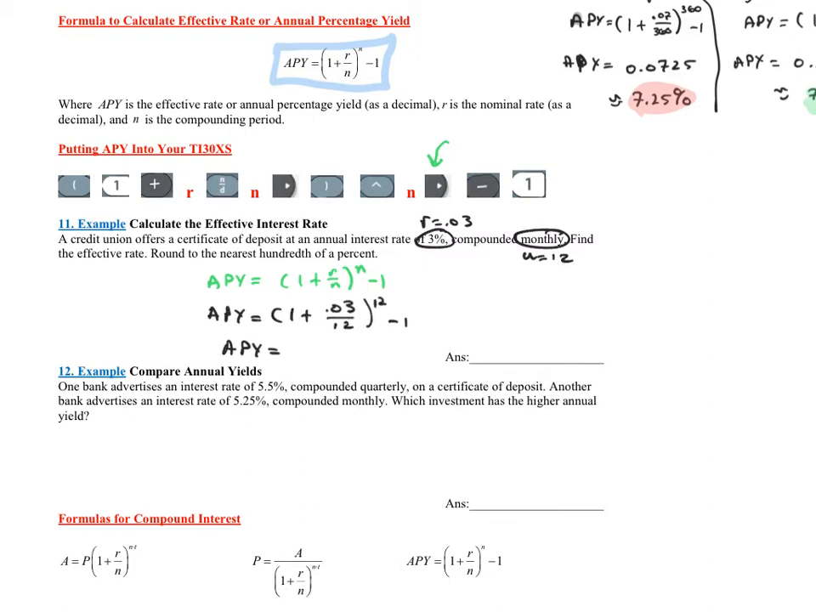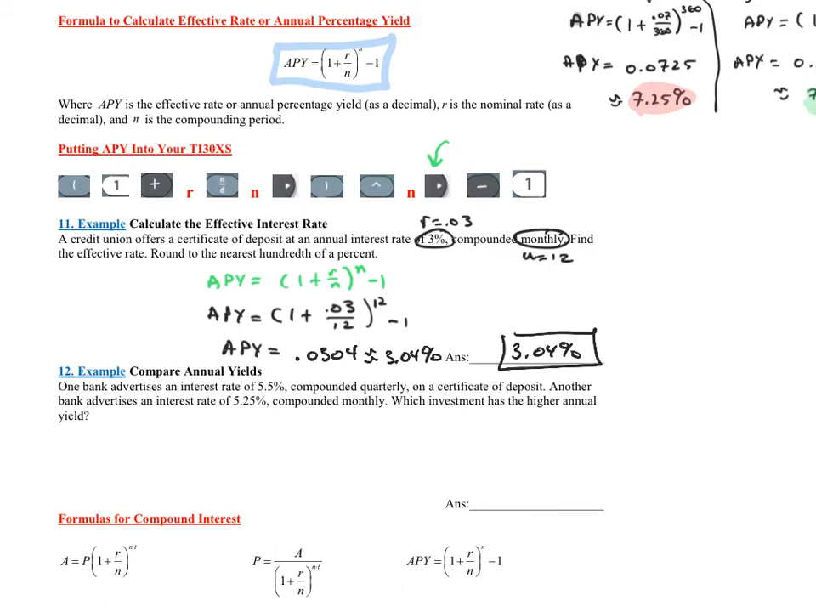Let's see what you get. I'm getting 0.0304, which is approximately 3.04%. Remember, if I need my hundredth of a percent, I actually need to round to the nearest 4 decimals. 3.04% would be my final answer. Let's look at example 12.